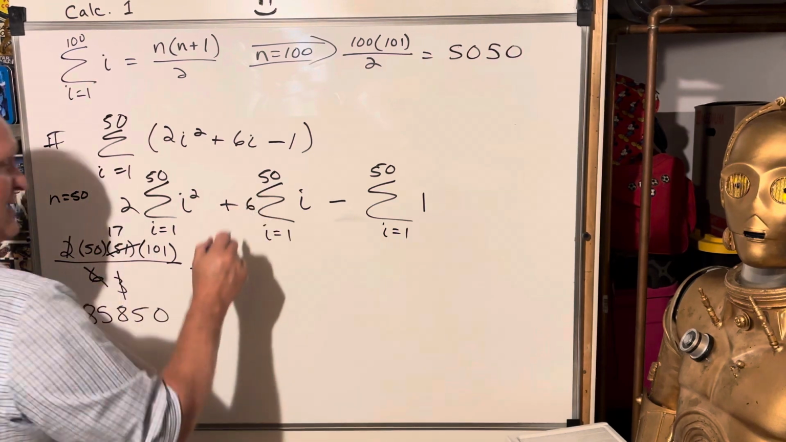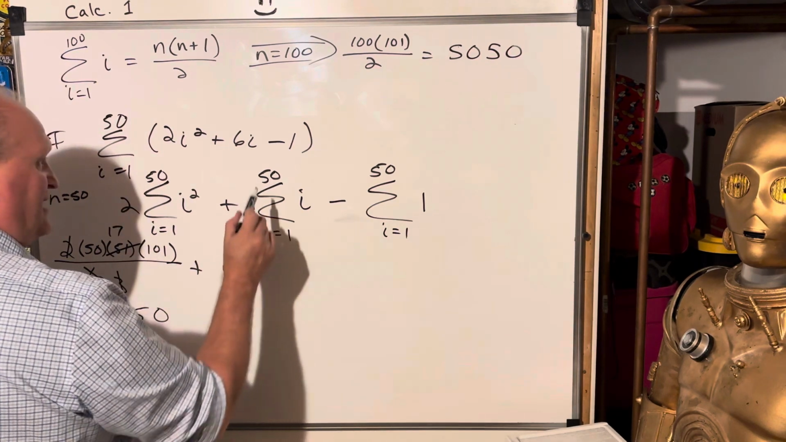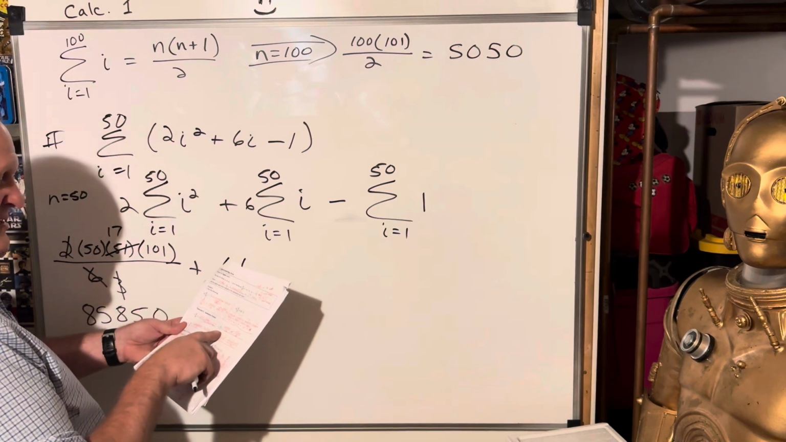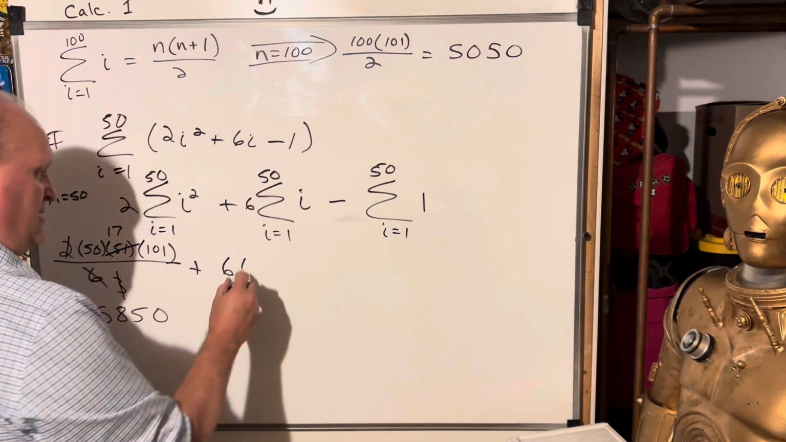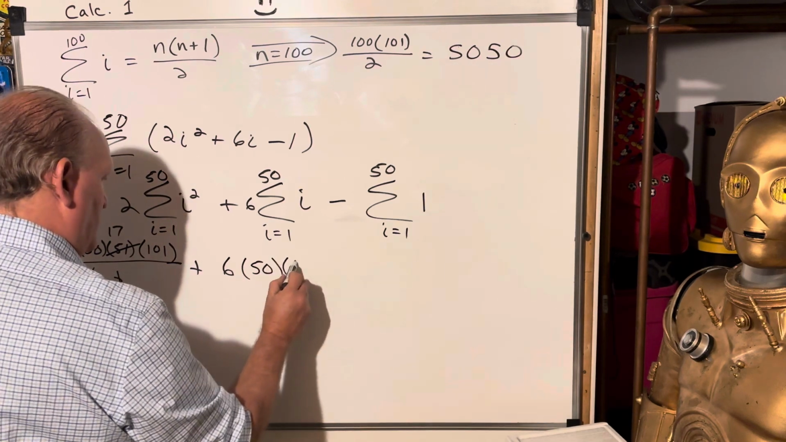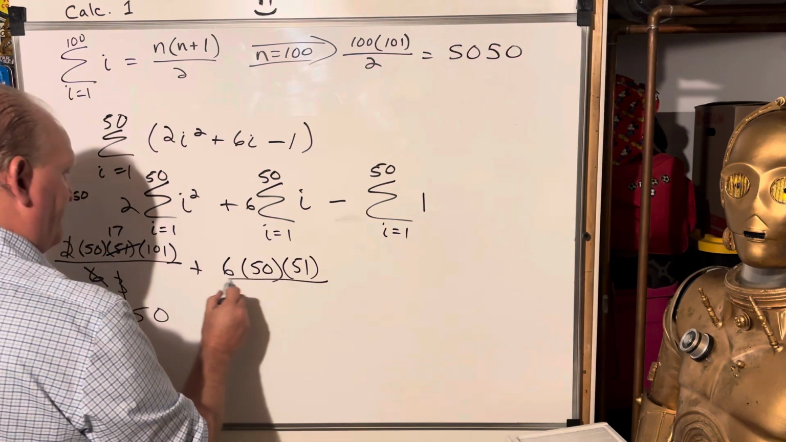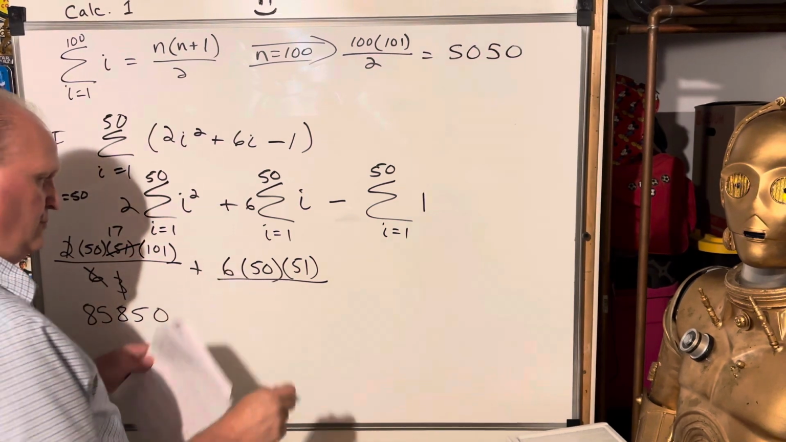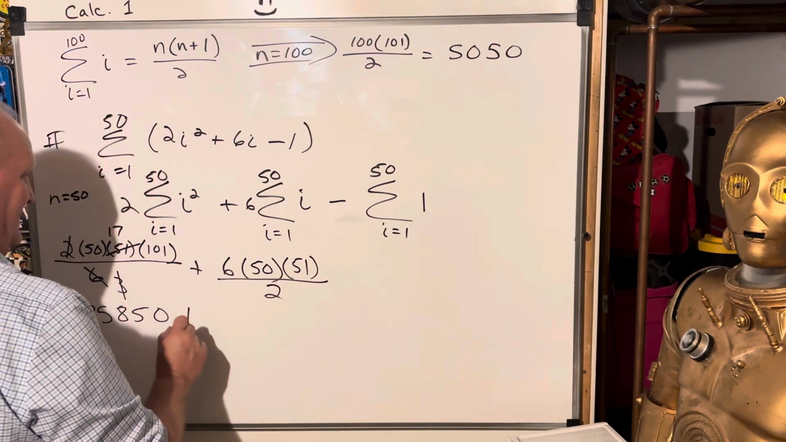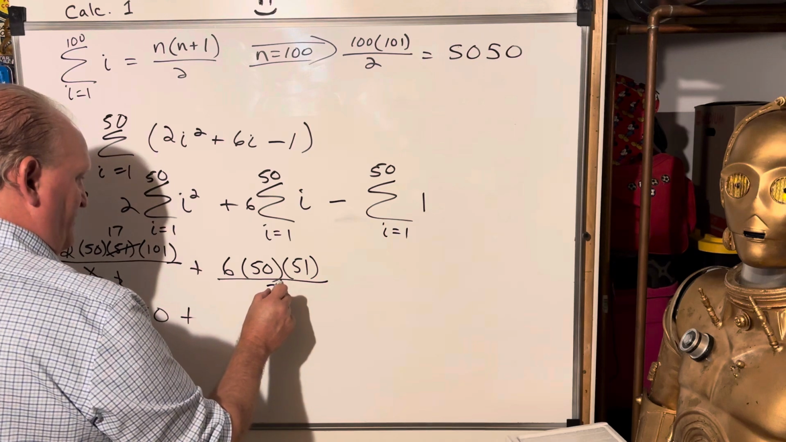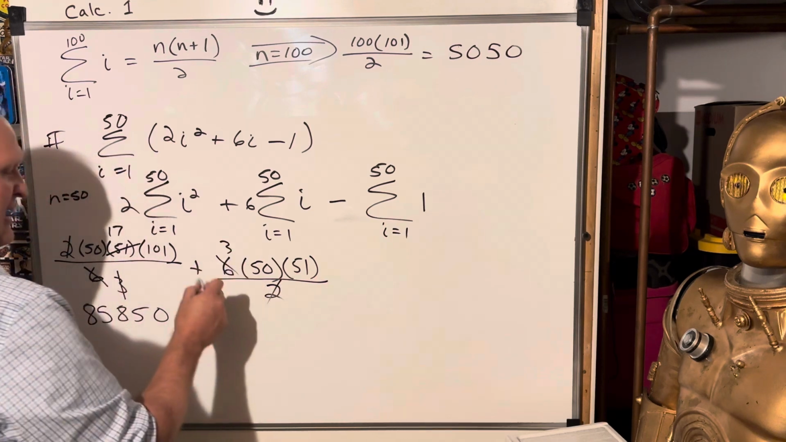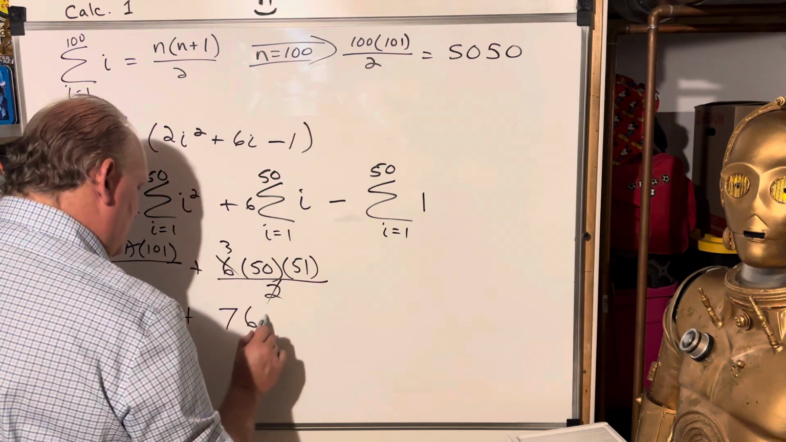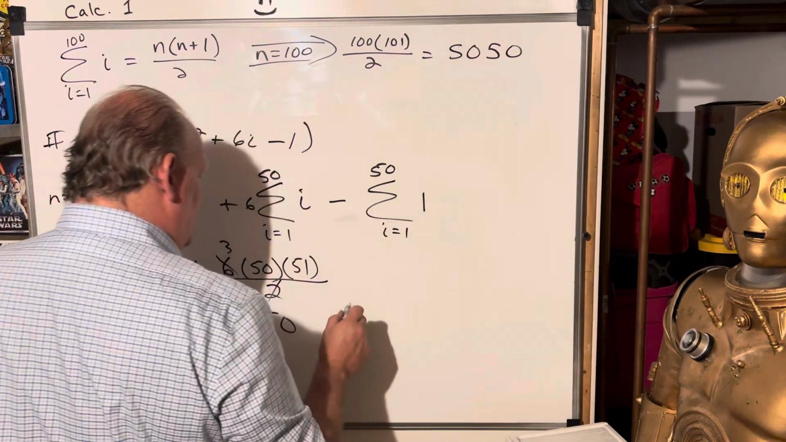All right, so this one will be a little easier. 6 times, we're going to do just i, which is n times n plus 1, so 50 times 51, all divided by 2. So that's a little easier, but still, that's not a walk in the park. So 2 goes into 6 3 times. So 3 times 50 times 51, that's 7650.